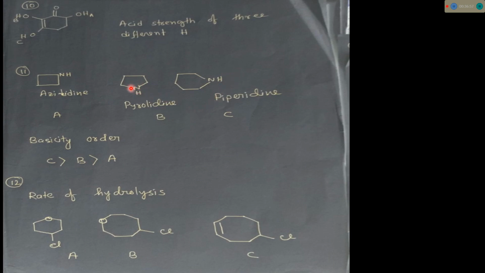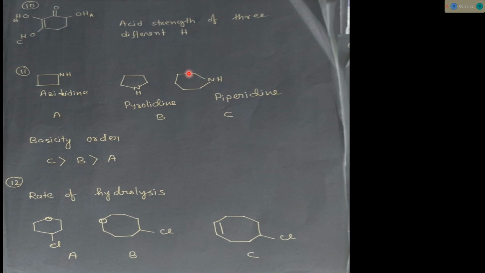So pyrrolidine's lone pair containing orbital has moderate s character. Azetidine's lone pair containing orbital has more s character. So a less s character orbital means this lone pair is more available. So on the basis of lone pair availability, we can say that piperidine is more basic. So the basicity order is C, then B, then A.